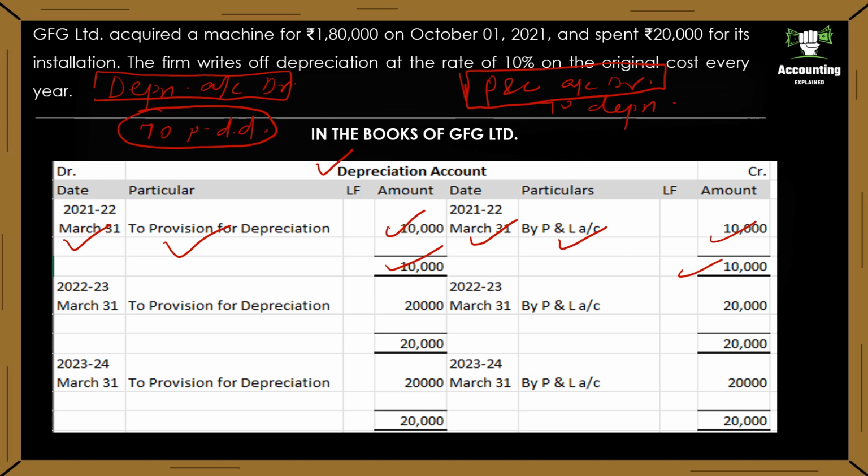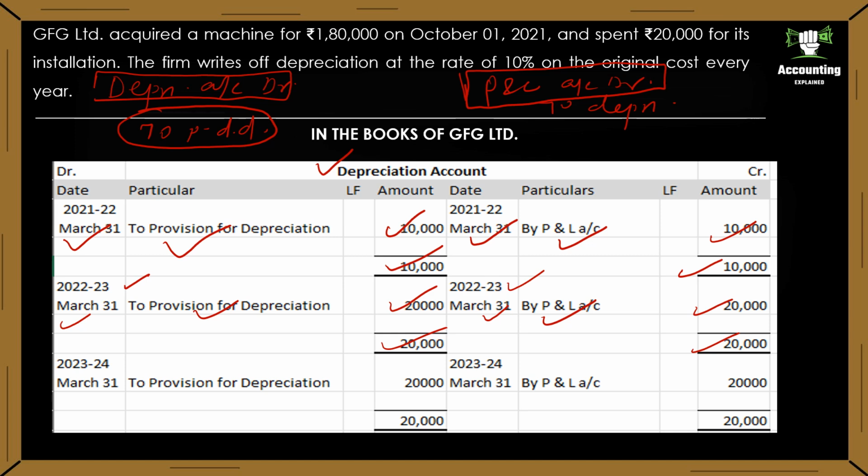Next year, March 31, 22-23, to provision for depreciation. This year we created provision for the whole year because it was from April 1 to March 31, 20,000 rupees. Again depreciation has to be transferred to P&L account, March 31, 22-23 by P&L 20,000. Account is tallied. Take 20,000 on both the sides total.